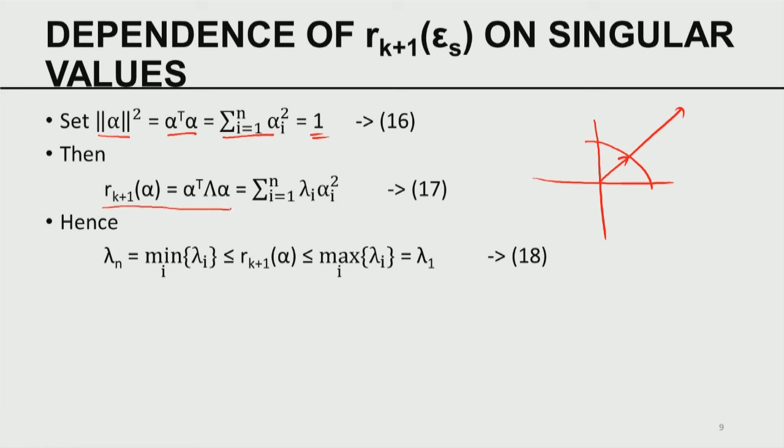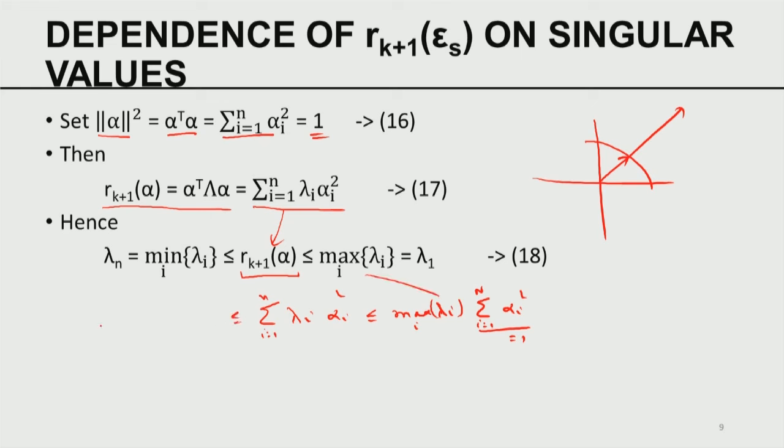is essentially the numerator, which is alpha transpose lambda alpha, which is again given by the sum of lambda i alpha i squared. From here, the following inequality follows directly. This is the actual value. Since the sum of alpha i squared is 1, you can readily see the sum of lambda i alpha i squared, i equal to 1 to n, is less than or equal to the maximum over i of lambda i times the sum of alpha i squared, i equal to 1 to n, and that is equal to 1. So that gives rise to this.